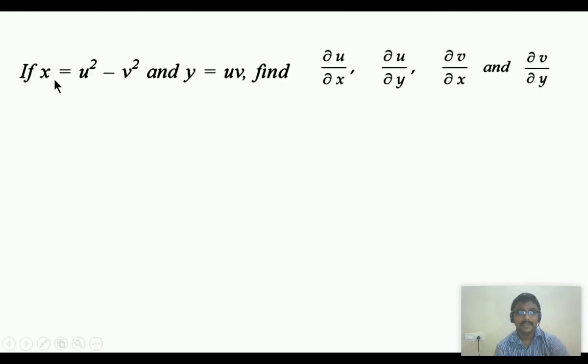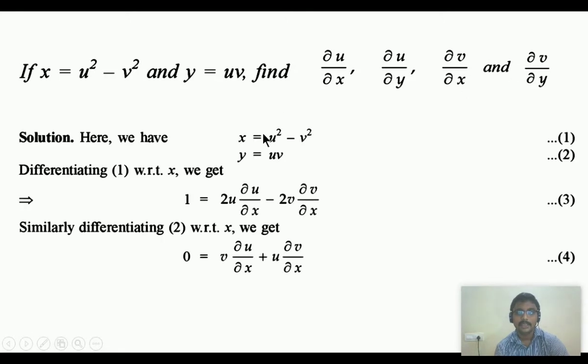Another sum, if x is u square minus v square and y is uv, then find dou u by dou x, dou u by dou y, dou v by dou x and dou v by dou y. So here x is u square minus v square and y is uv. Let it be equations 1 and 2 respectively.